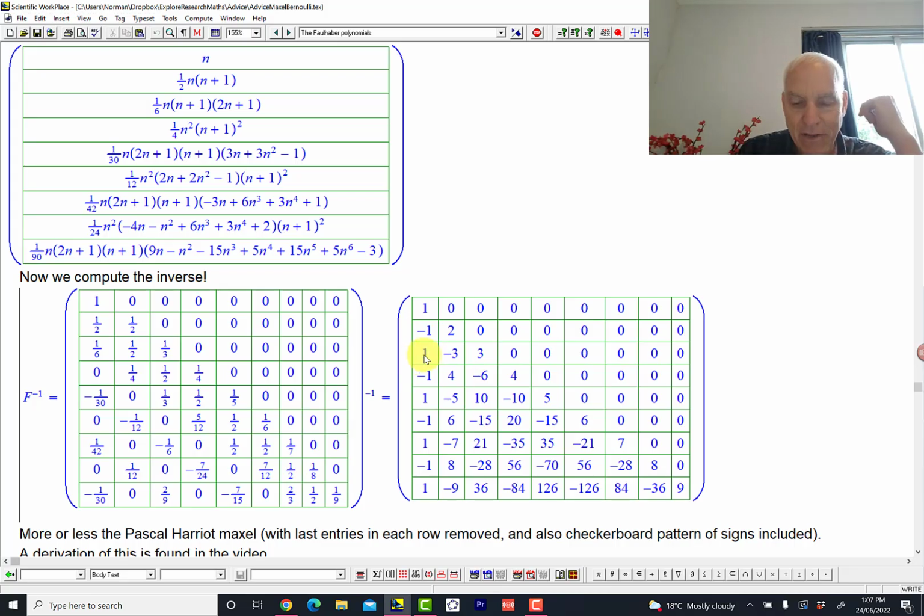So we're not getting the full rows of the Pascal triangle, 1, 4, 6, 4, 1. The 1 is in all cases dropped. And the diagonal just now becomes the increasing sequence 1, 2, 3, 4, 5. And also there's a checkerboard pattern of minus signs, as we've come to almost expect in a lot of these situations. So this is more or less the Pascal matrix, and it's really an astounding thing.